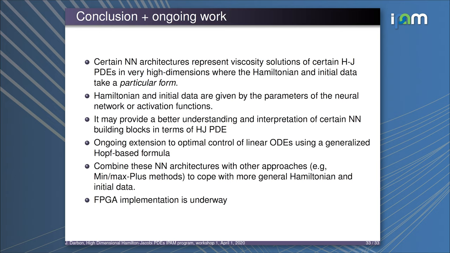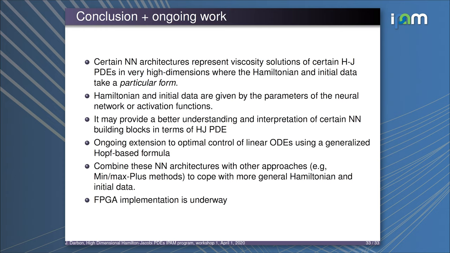So here somehow you don't have an approximation viewpoint, no? Because either you have certain initial data and Hamiltonians that are matched exactly with the architecture or not, right? Yes. The initial data and the Hamiltonian must take a particular form so that it can be represented by the neural network. And is there any way that one could improve on that to actually use this to approximate a given Hamilton-Jacobi equation, which is not exactly the one that you have in mind?